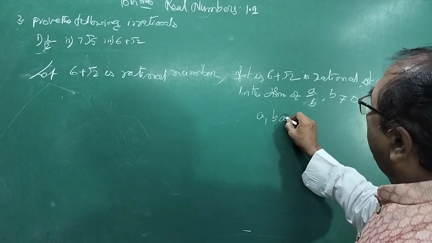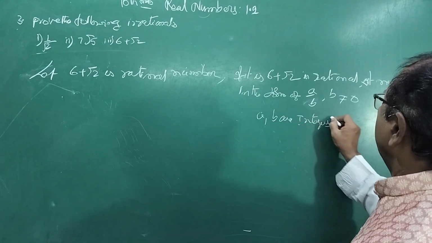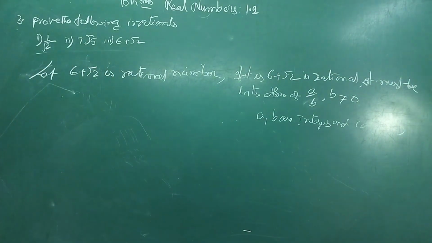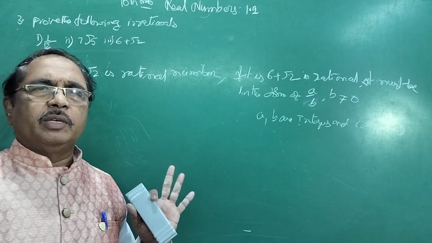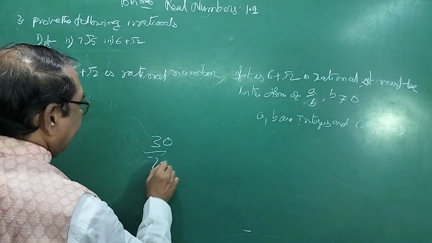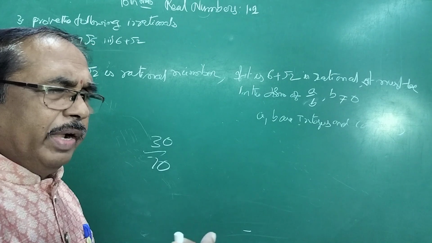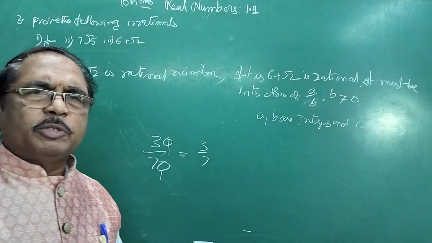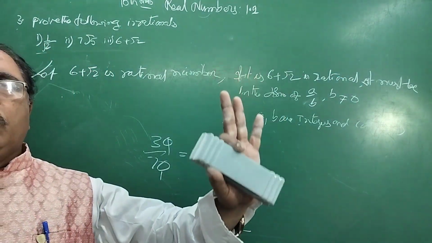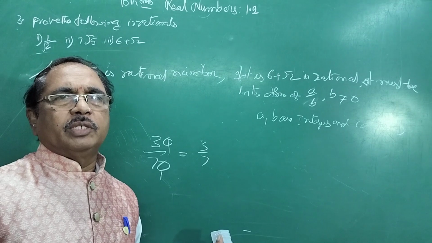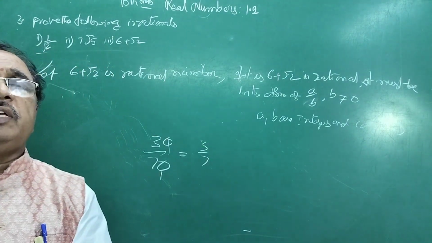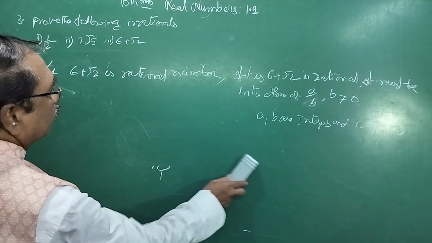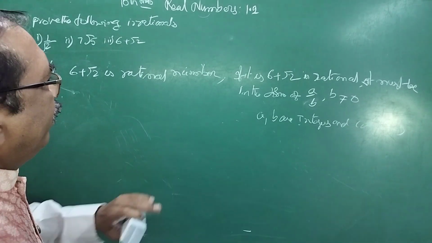A, B are integers and coprimes. What are coprimes? Every fraction is coprimes when it is minimized. For example, 30 by 70, when minimized, is 3 by 7. These two are coprimes. Coprimes means the numerator and denominator have no common factor. So every fraction, when it is minimized, has the numerator and denominator as coprimes.